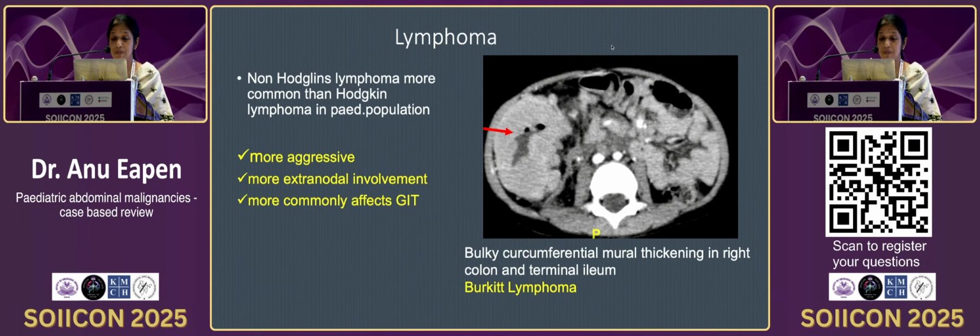Non-Hodgkin's lymphomas are much more common in the pediatric population. They are more aggressive, they have more extranodal involvement, and they more commonly affect the GIT. So this patient turned out to have a Burkitt lymphoma. Burkitt lymphoma is actually a very highly aggressive form of B-cell lymphoma with a very short tumor doubling time.